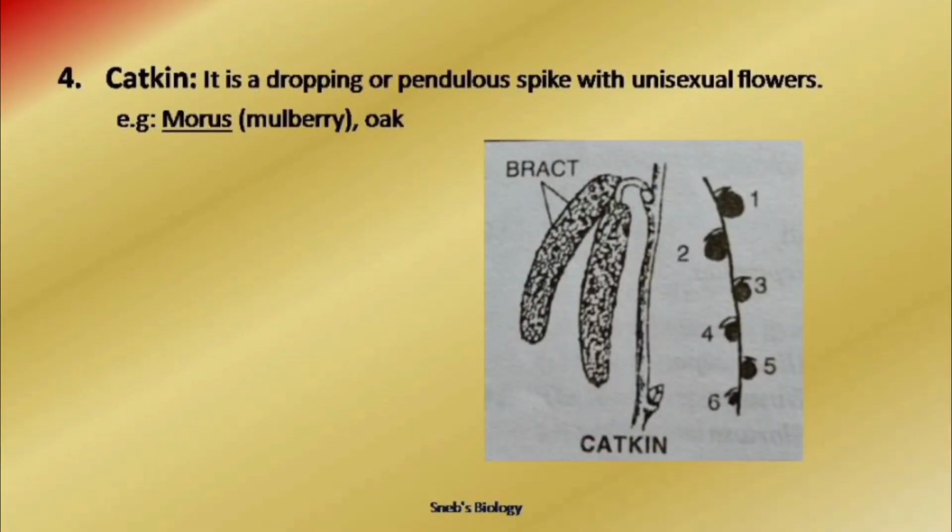The fourth type of racemose inflorescence is known as catkin, and it is very similar to spike. In catkin, the inflorescence is pendulous. Pendulous means it is going to be hanging, and the flower arrangement is the same. The lower flowers are bigger, and as we move towards the tip, the flowers become smaller and smaller. In this case, the flowers are sessile but unisexual, and this is the only difference between the catkin and spike.